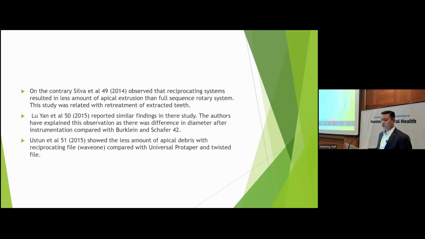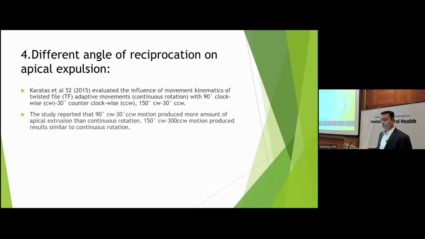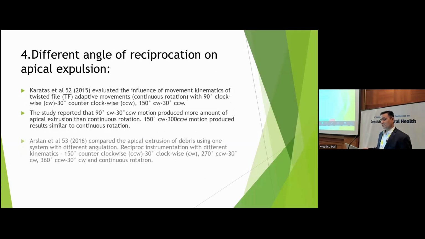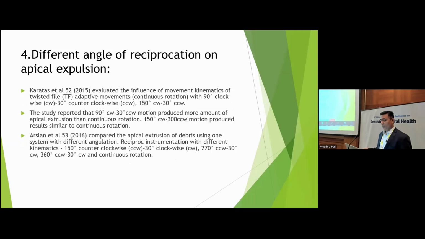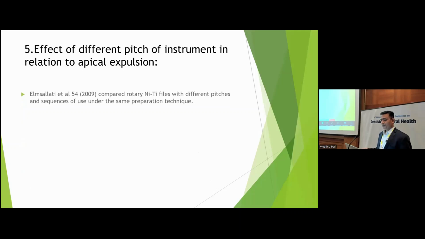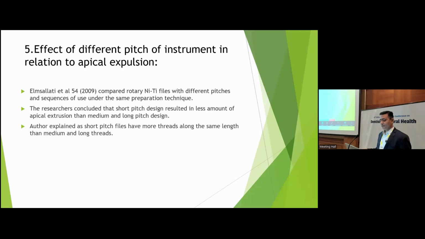That is because different instrumentation methods were used, and different file numbers also affect the result. A different angle of reciprocation affects the apical expulsion, like if there is more clockwise rotation than counterclockwise rotation, then the extrusion will be more in the periapical region. A different pitch of the instrument also affects the expulsion. A short pitch results in less apical expulsion.